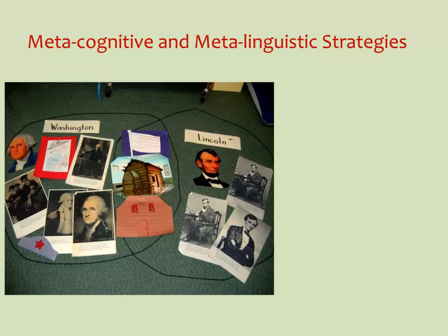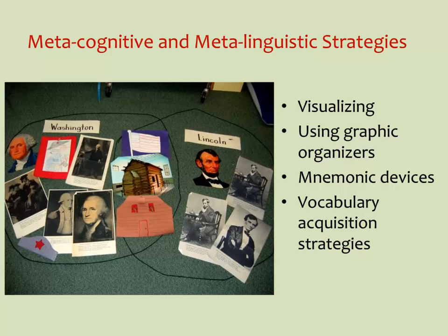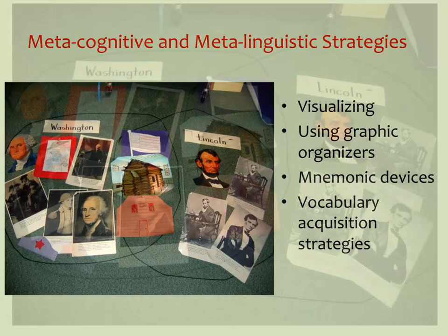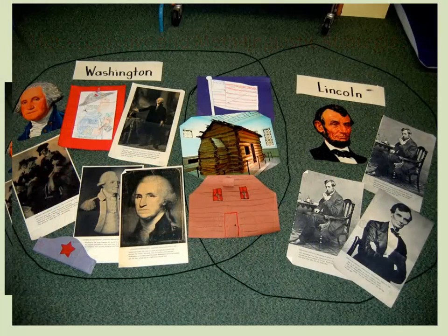Metacognitive and metalinguistic transfer strategies refer to the ways that we think about and organize information in order to remember and make use of it. These strategies include, but are not limited to, visualizing, using graphic organizers, mnemonic devices, and vocabulary acquisition strategies. As an example, a student who understands that a Venn diagram can be used to compare and contrast two things can carry this strategy over to making sense of information in another language.